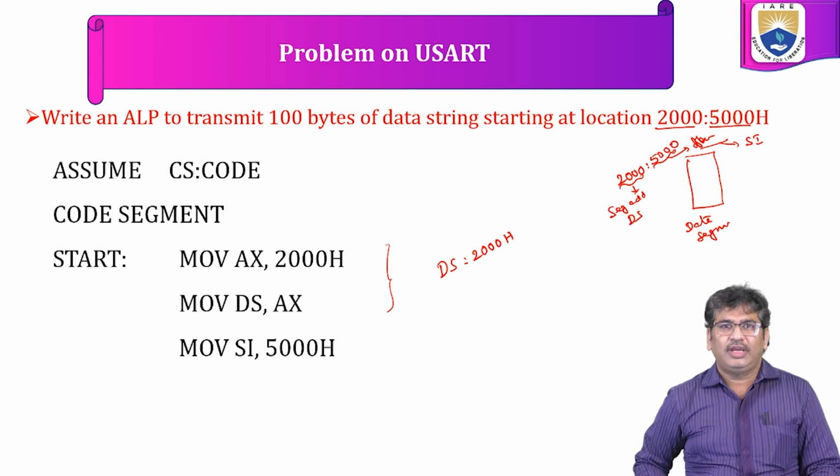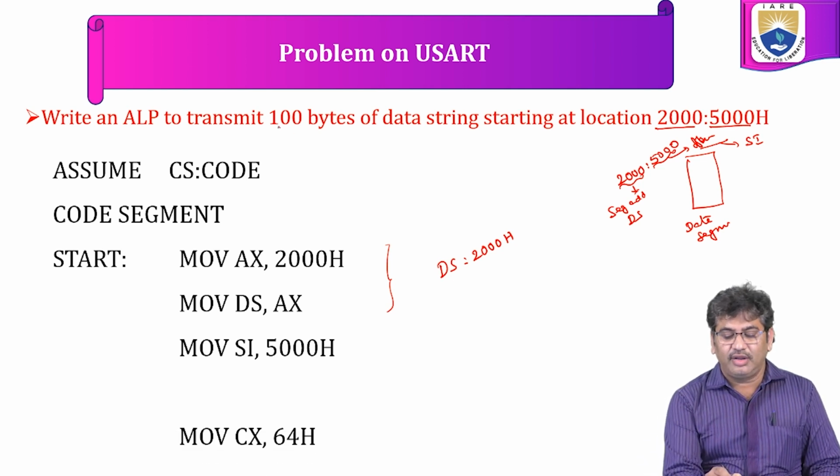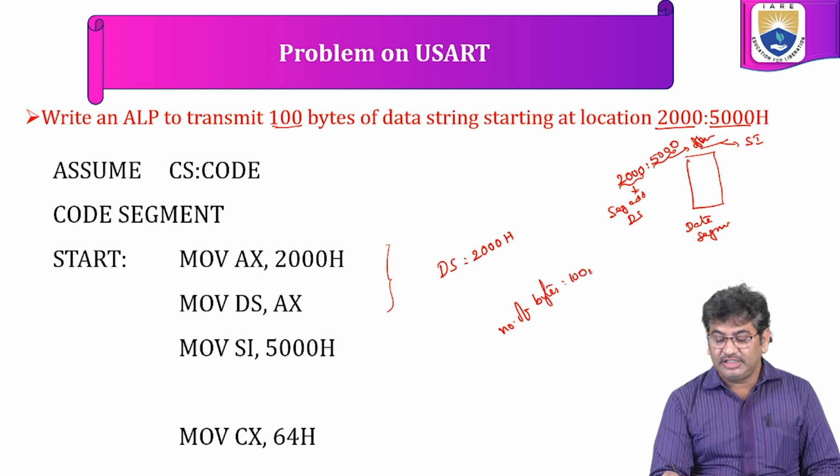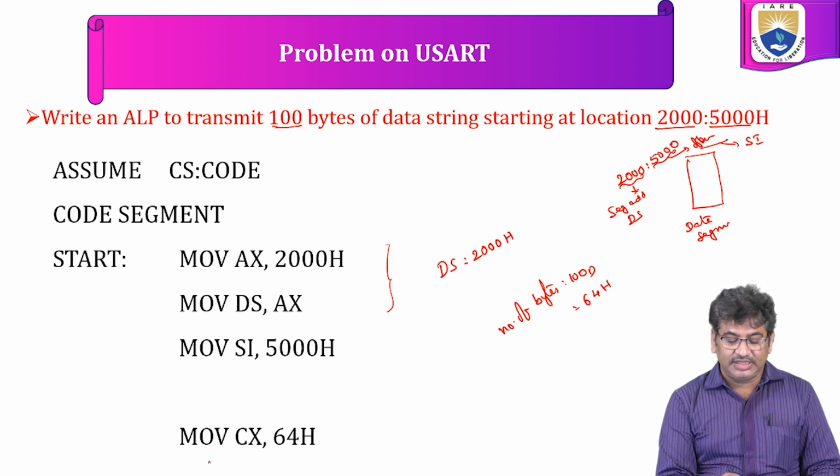Next, for configuring the 8251, that is the USART, we have to write the mode instruction control word first. Before that, here we want to pass 100 bytes. So the number of bytes which we want to transmit is 100 in decimal. In hexadecimal, it is 64H. So this we are going to load into the CX register: MOV CX, 64H. This will give us how many data bytes we are going to transmit.